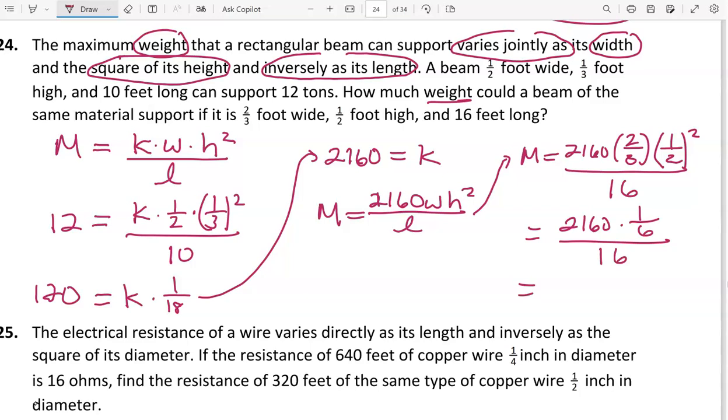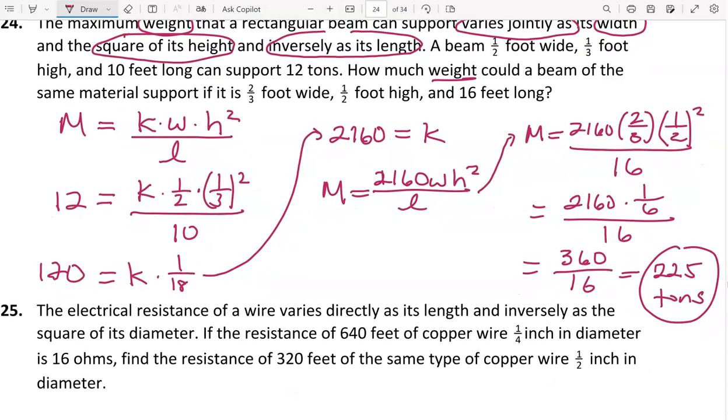So 2160 times 1/6 is the same thing as 2160 divided by 6, and that's going to give us 360 divided by 16, which is 22.5 tons. All right, we'll try to keep the numbers nicer on a quiz or a test.